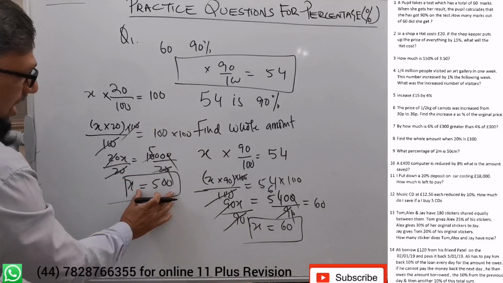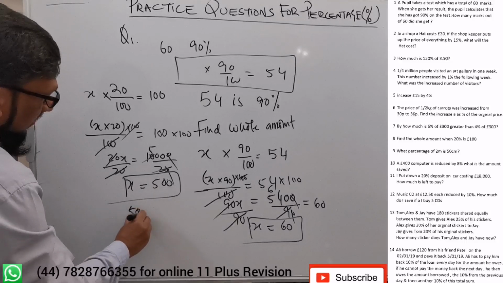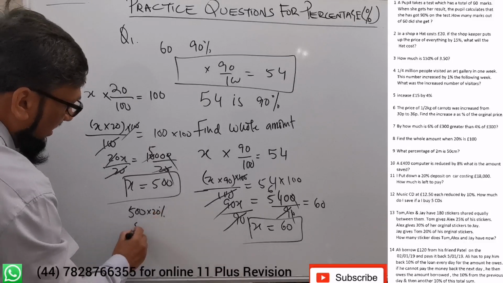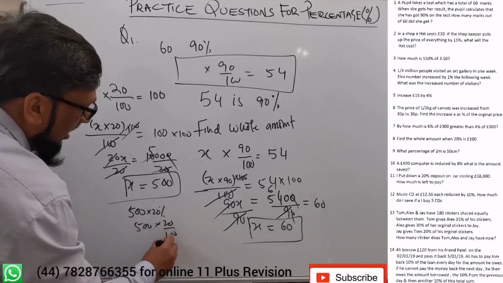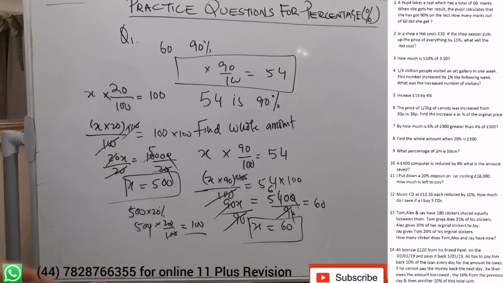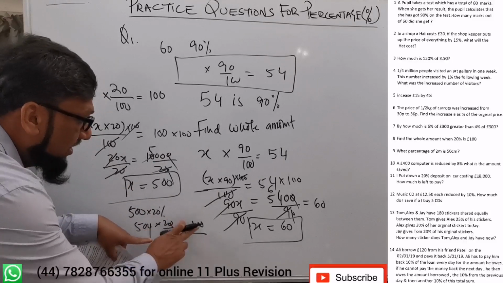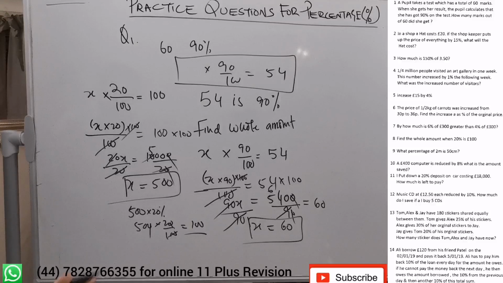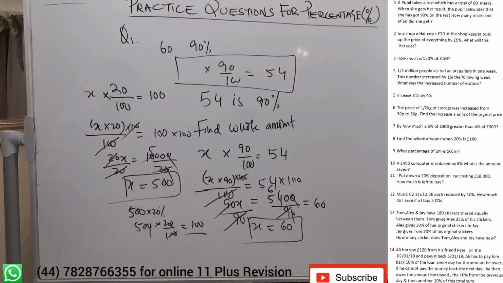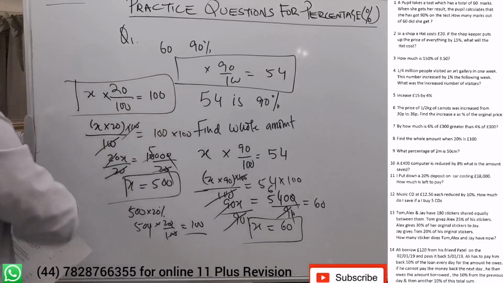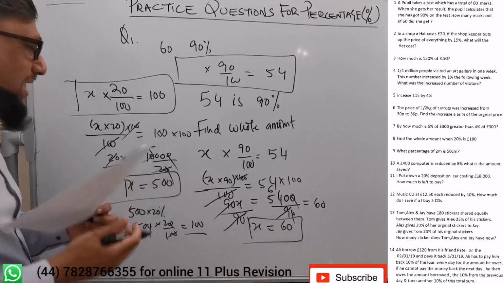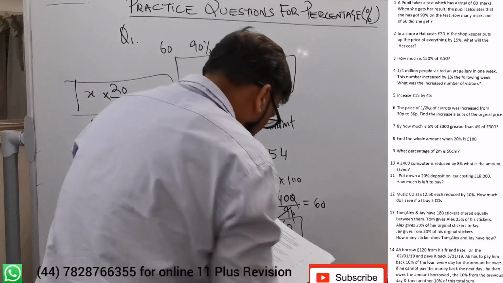If you want to double check, look at this one: 500 for 20%. 500 times 20 divided by 100, the 0s cancel, and 50 times 2 is 100. So 100 is 20%. So how much is the whole amount? You need to go through the backward calculation on the basis of this equation to find the whole amount. So that's question number 8. Now move to question number 9.